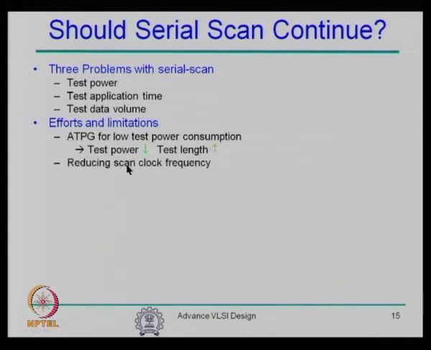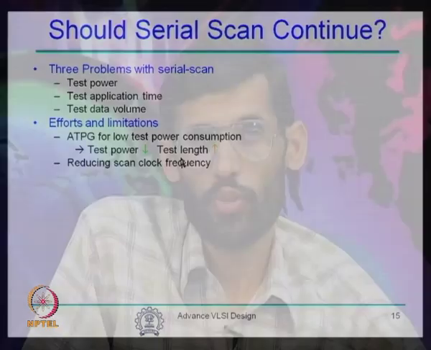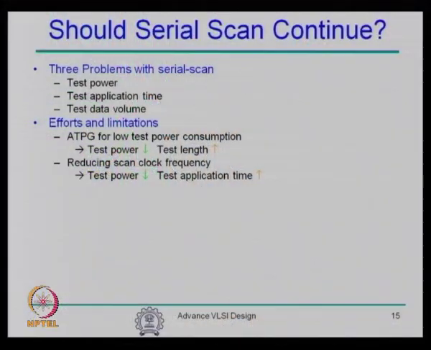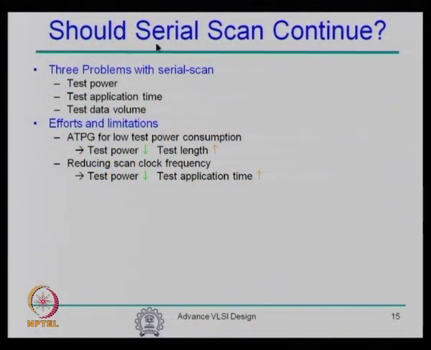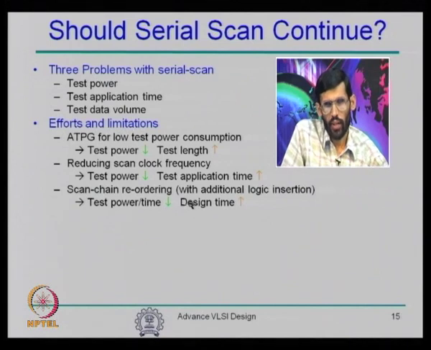Another possibility is that when you are scanning in, you can reduce the test clock. That means you can operate your circuit slower, hence you can reduce the average power. In practice, scan shift operation happens almost 5 times slower than the rated clock frequency. So you can reduce the test power. But when you reduce the clock frequency, your test application time will increase, hence your test cost will increase.